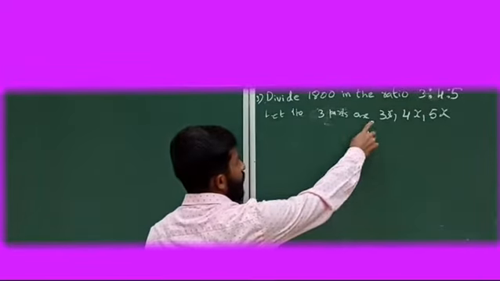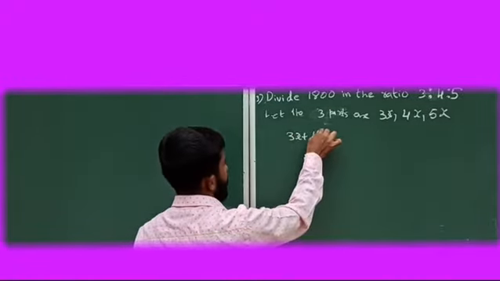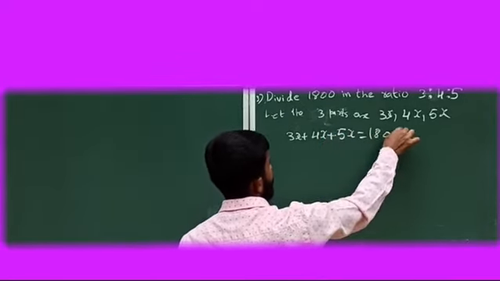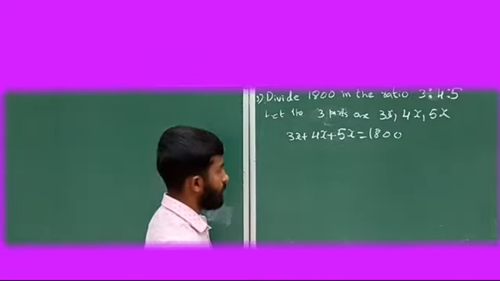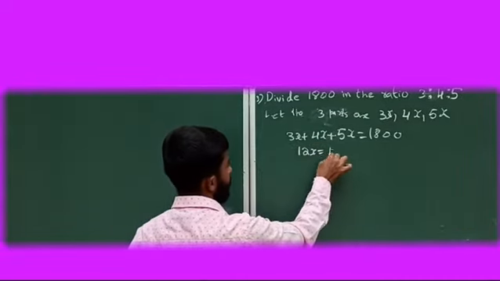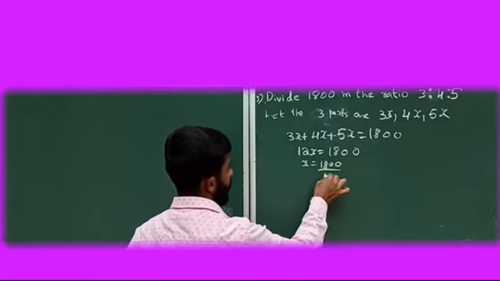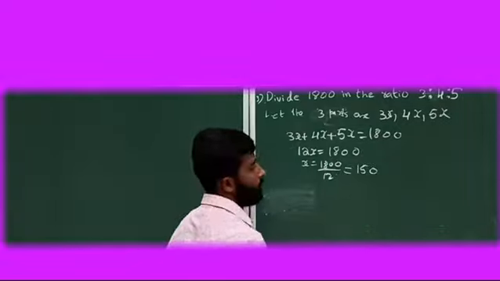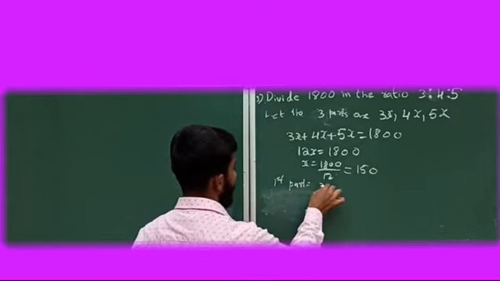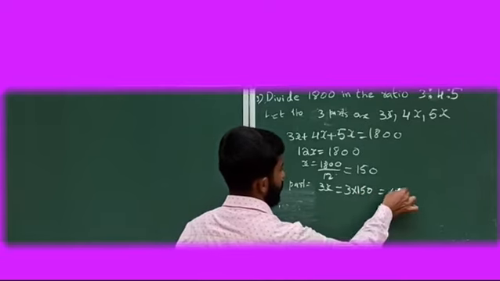The next step, you are dividing 1800 into 3 parts. So if you add the first part, second part, third part, how much do you have to get? 1800, because you are dividing this 1800 into 3 parts. Now add: 3 plus 4 is 7, plus 5 is 12. 12x is equal to 1800. x is equal to 1800 divided by 12. Simplify this, x value is equal to 150.